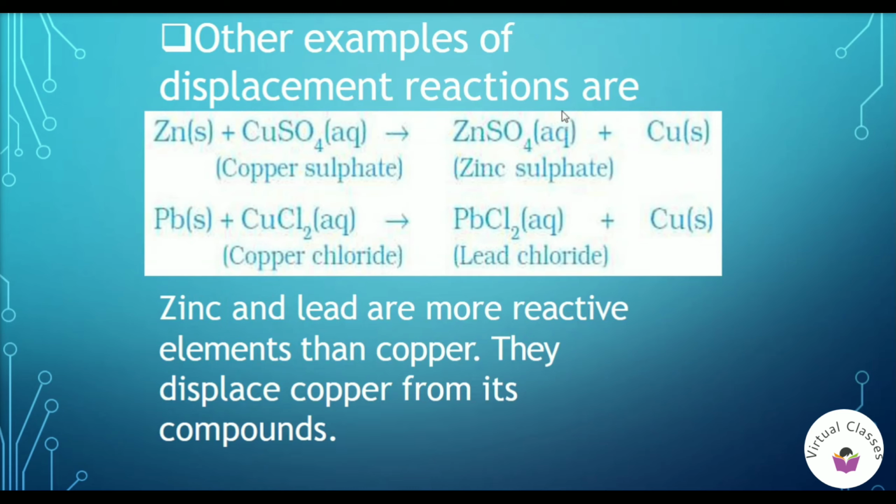Other examples of displacement reactions are zinc plus copper sulfate gives zinc sulfate plus copper, and lead plus copper chloride gives lead chloride plus copper. Zinc and lead are more reactive elements than copper. They displace copper from its compounds.